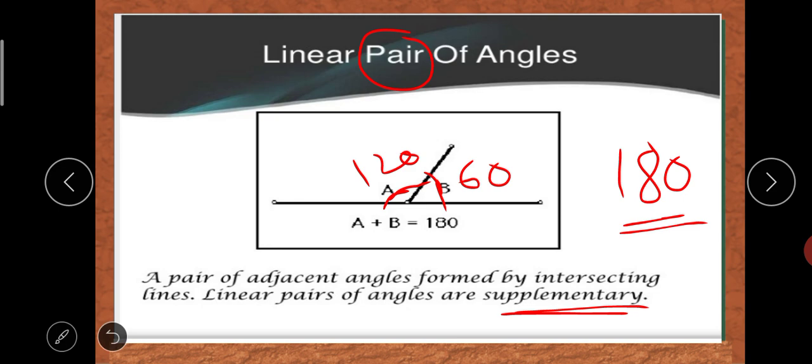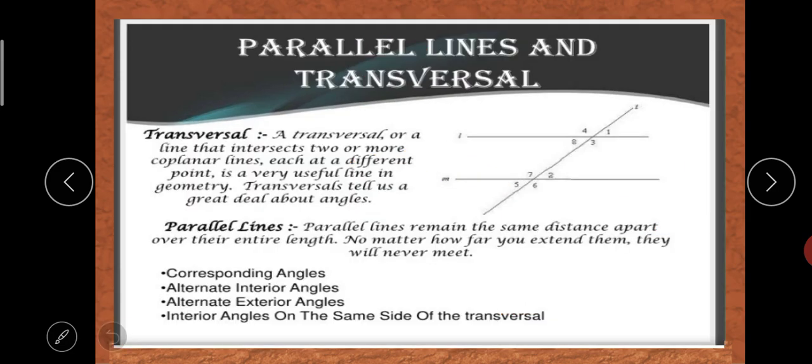Again I repeat, supplementary means the measurement is 180 degrees. Okay. Next, parallel lines and transversal. Now we already studied about the parallel lines. Two lines that never meet, and the distance will always be the same. Such lines are known as parallel lines.